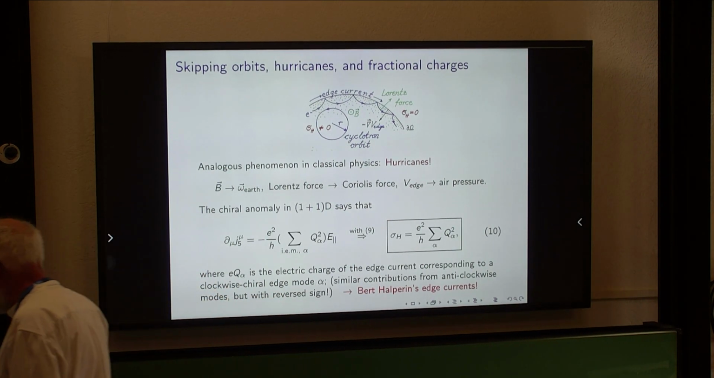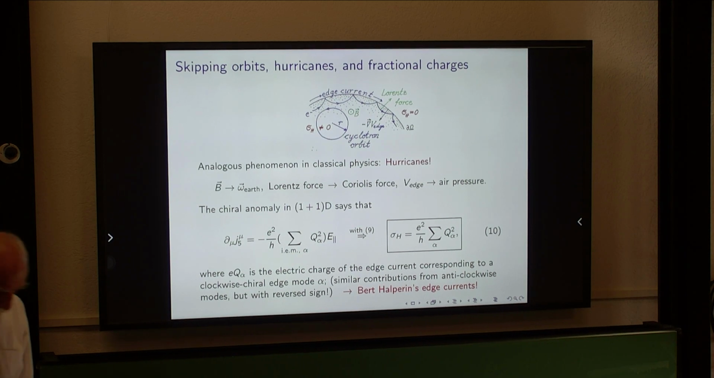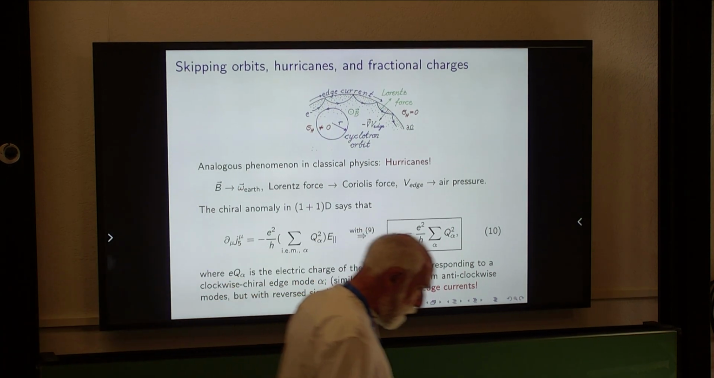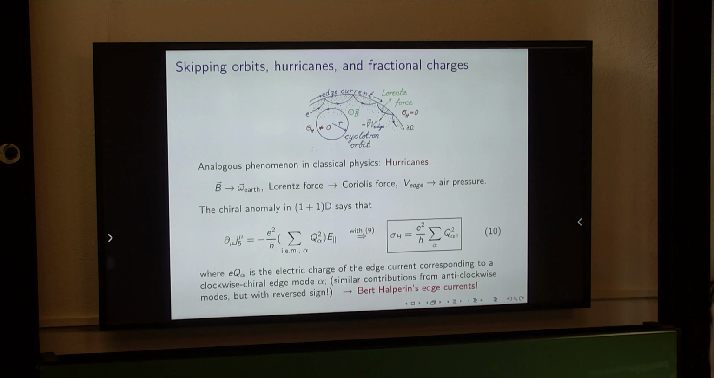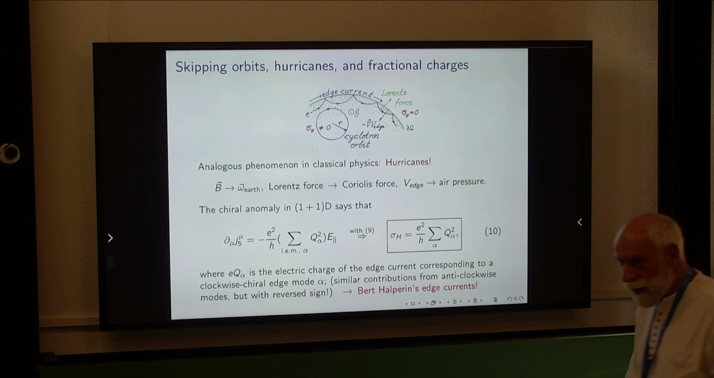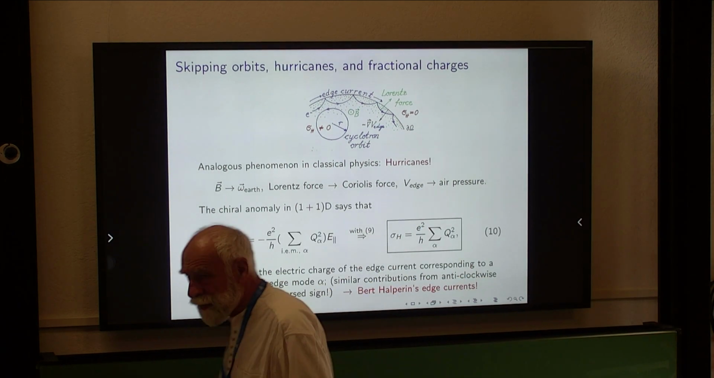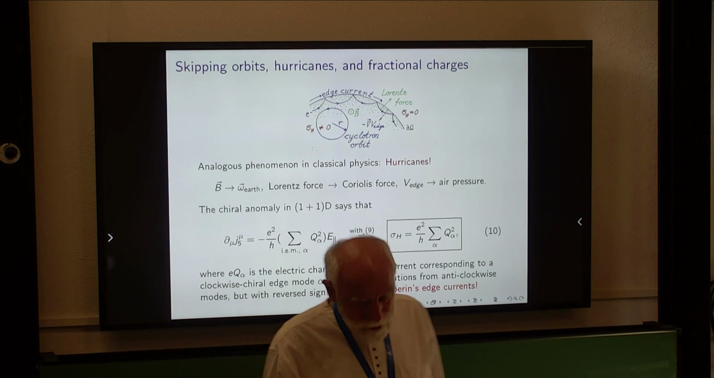And of course, you know, this whole business of edge currents, chiral edge currents, was anticipated in a paper by Bert Halperin on the basis of relatively handmade quantum mechanical calculations, but it turns out it's a very general phenomenon.